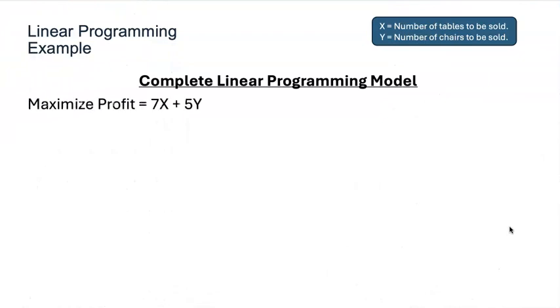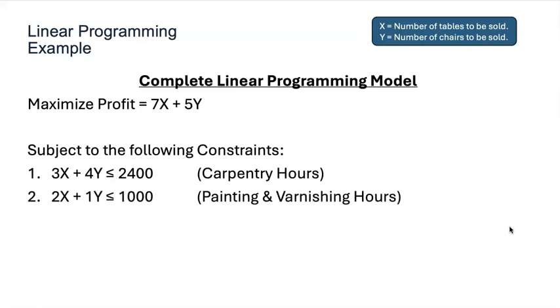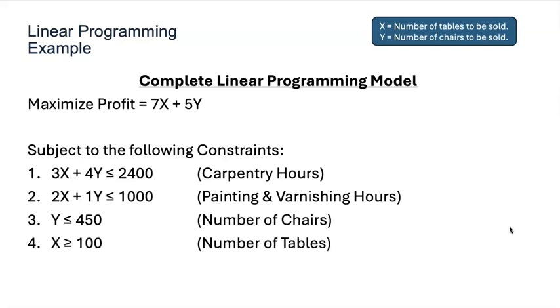Now once we have that, we have our model completed. So the model says, maximize profit, which is equal to 7x plus 5y, subject to the following constraints. We have 1, 3x plus 4y is less than or equal to 2,400. That's for carpentry hours. 2x plus 1y less than or equal to 1,000. That's painting and varnishing hours. Y less than or equal to 450. Maximum number of chairs. And x greater than or equal to 100. Minimum number of tables. And finally the non-negativity constraint.